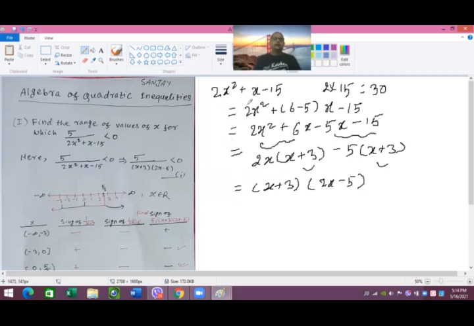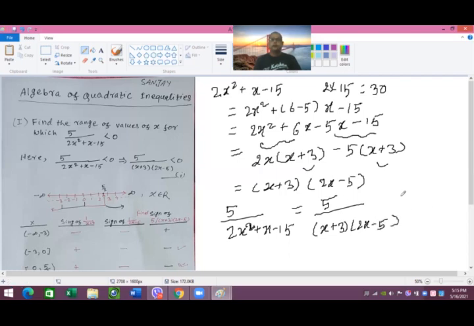Once you have factorized it, you can write the main expression, 5 over 2x squared plus x minus 15. As we have already factorized this denominator, write that in factor form. So it is x plus 3 and 2x minus 5, and this is given as less than 0.